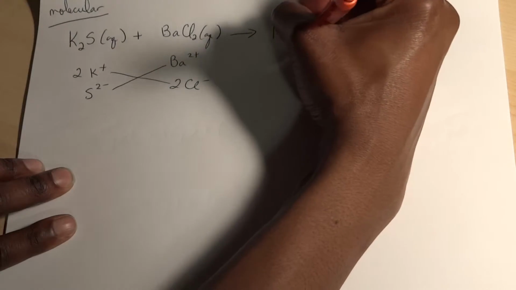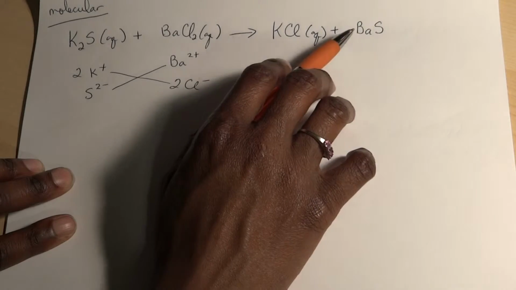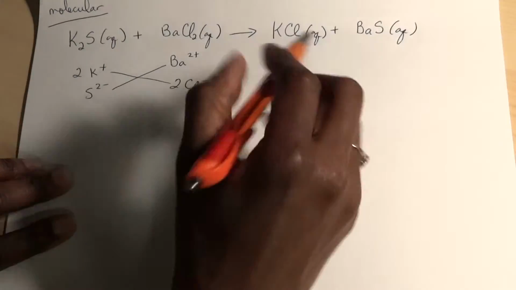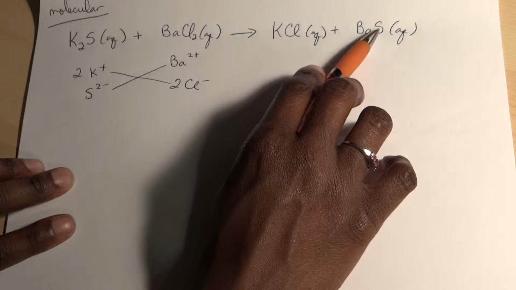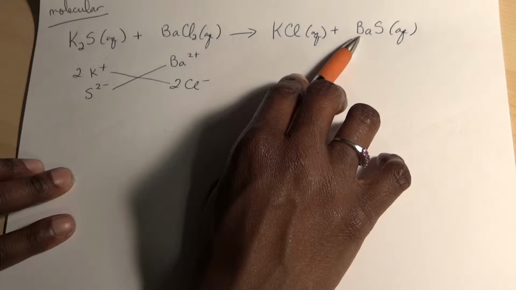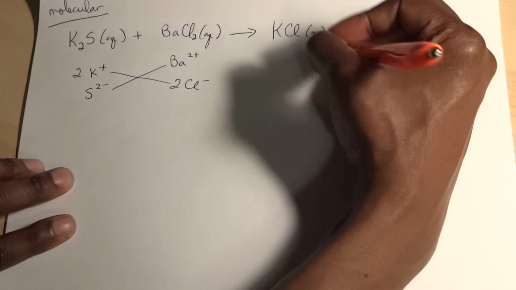KCl is aqueous, right? So that's number 1 in your solubility rules. And barium sulfide is also aqueous, because our rule number 3 says sulfide should be solid, but barium is an exception. So actually they're both aqueous. So this one would be a no reaction.